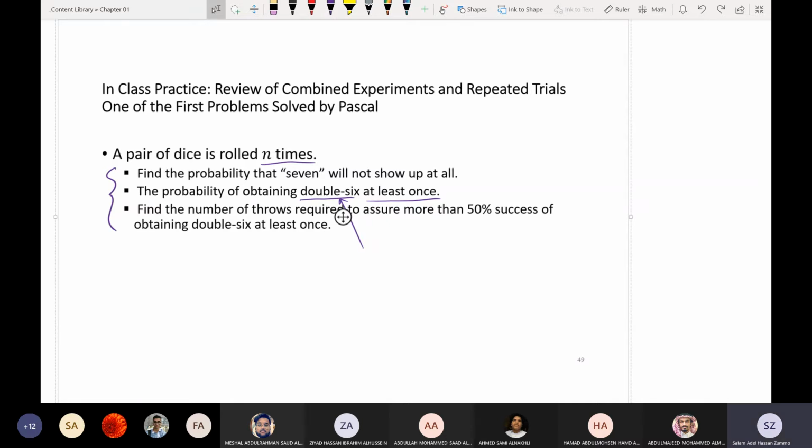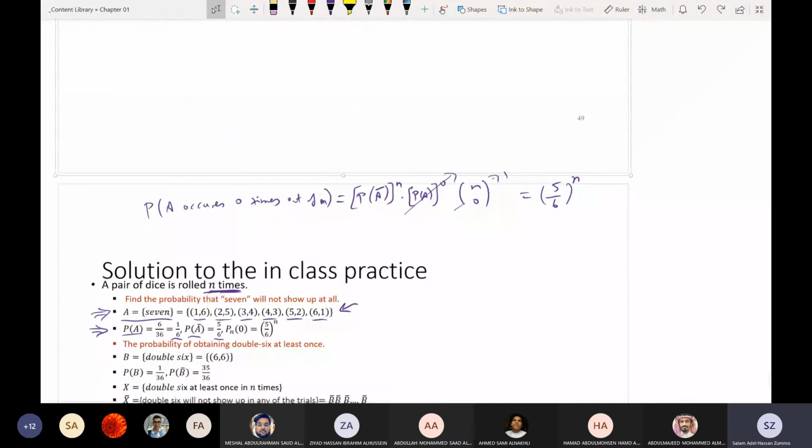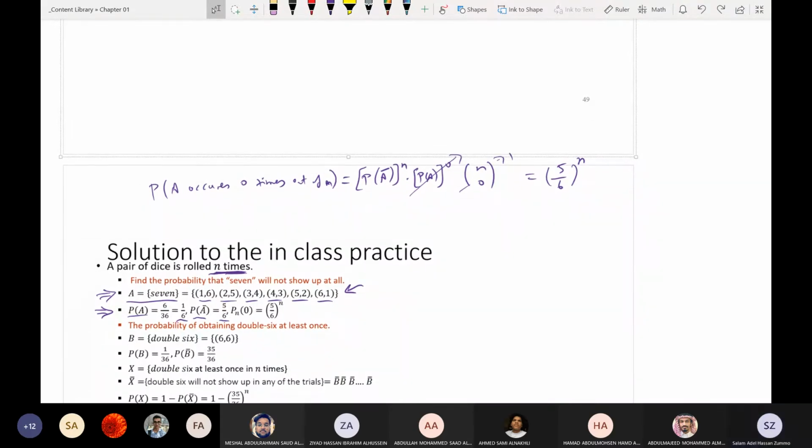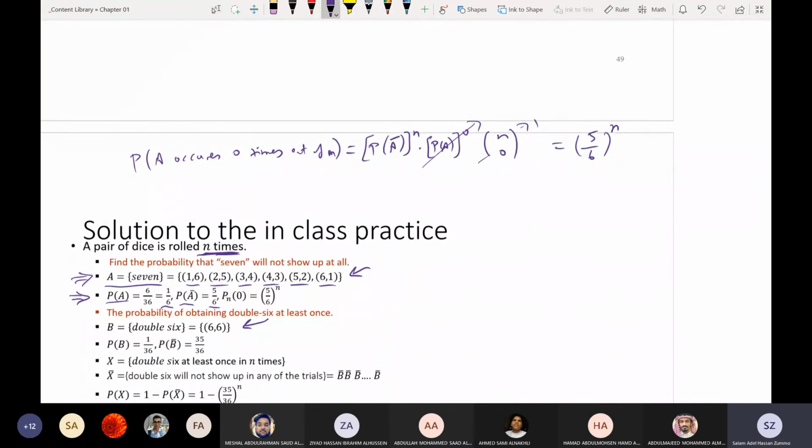طيب, ممتاز. So the probability of having double six if we roll the pair of dice once is 1 over 36. It's basically the probability of having double six, which happens only once, out of 36 different events when we roll the two dice. So the probability of B here, which is double six, is 1 over 36, which makes the probability of B complement, double six doesn't happen when we roll once, 35 over 36.